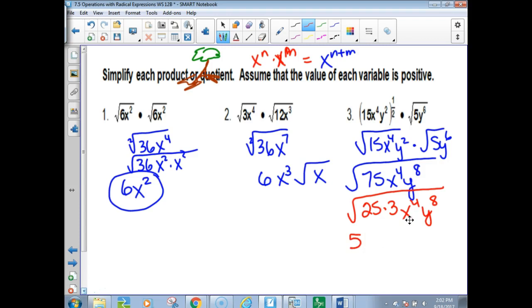X to the 4th, the square root of x to the 4th would be x to the 2nd. 4 divided by 2 is 2. Y to the 8th, taking the square root of y to the 8th would be y to the 4th. 8 divided by 2 is 4. And then what's stuck underneath there is simply the 3. And that would be the end of that one.